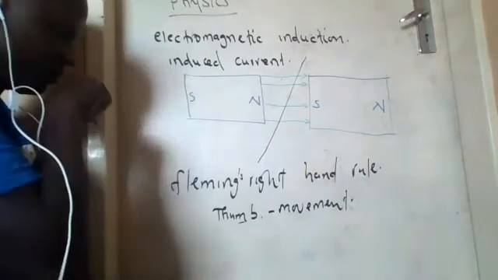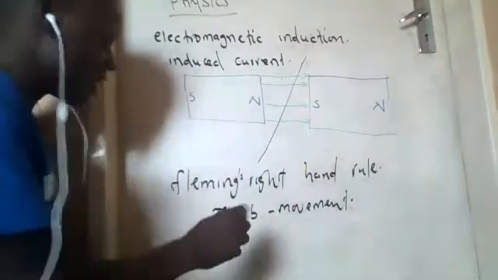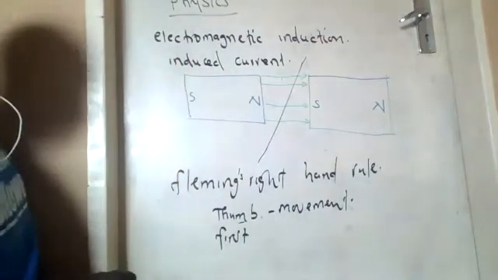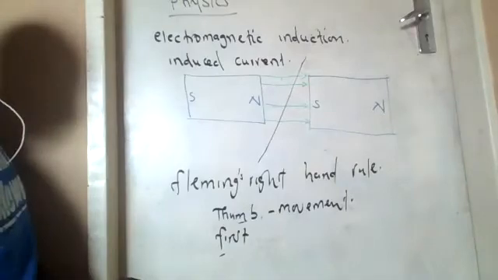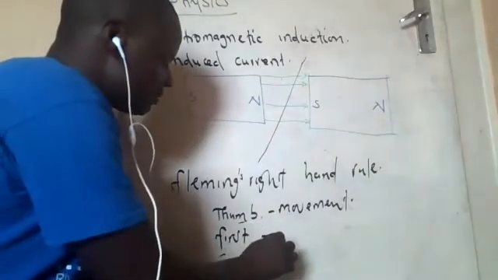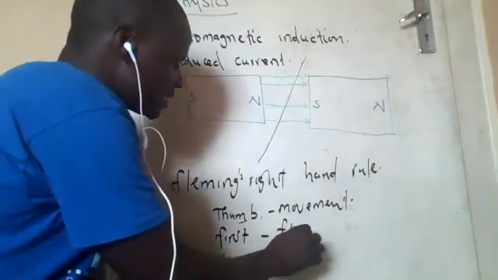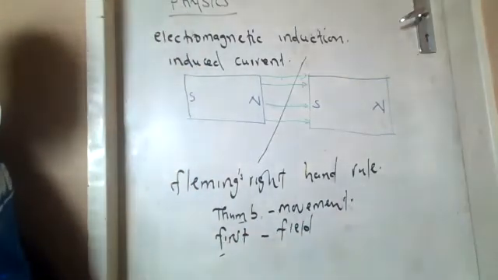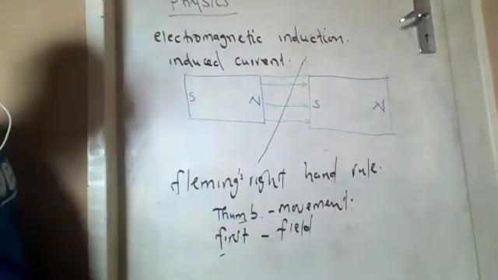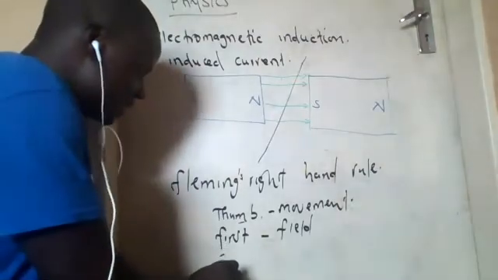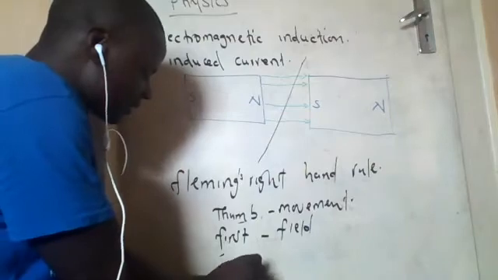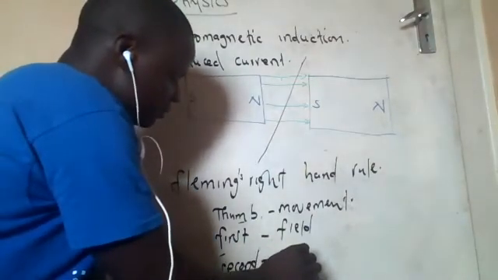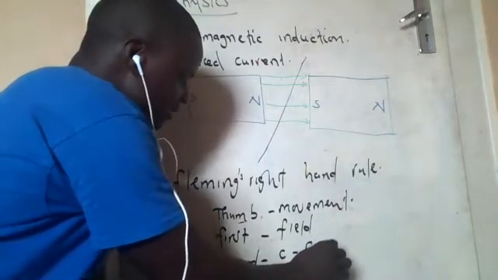And then we have the first finger. In the first finger here, we use F. The finger should represent the flow of magnetic field lines, the direction in which the magnetic field lines are moving. Then the other one is the second finger. In the second finger, we use the C, which represents current.